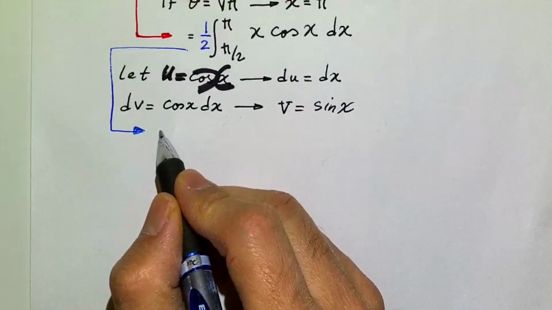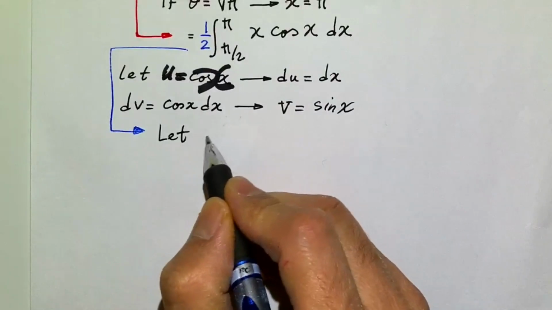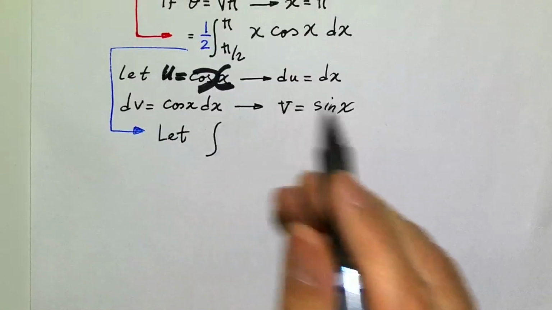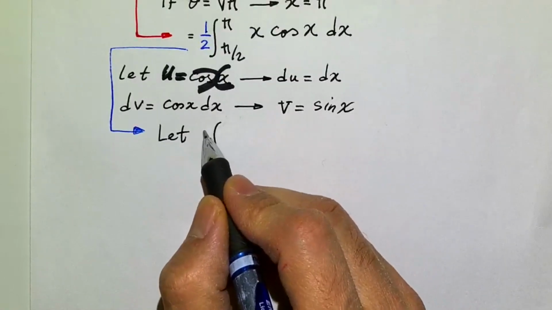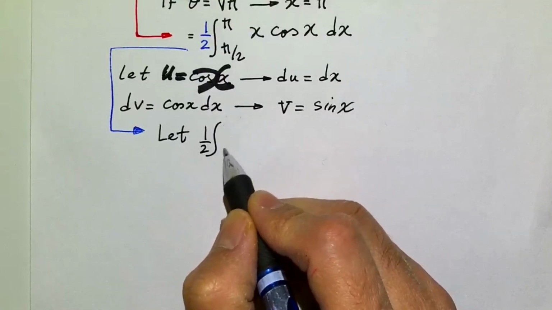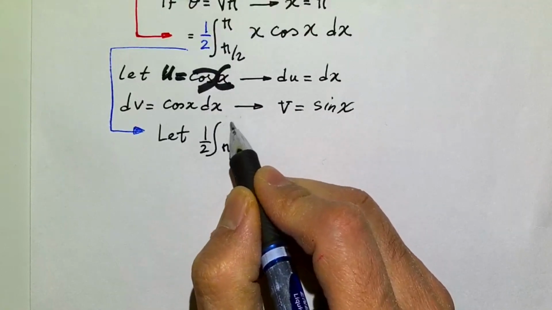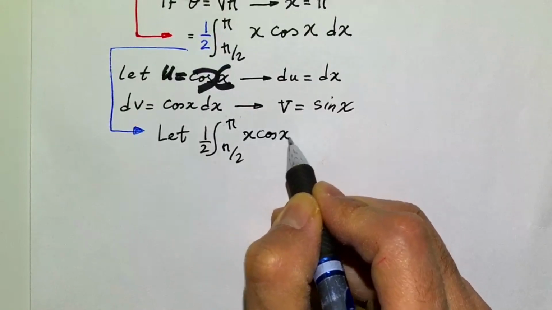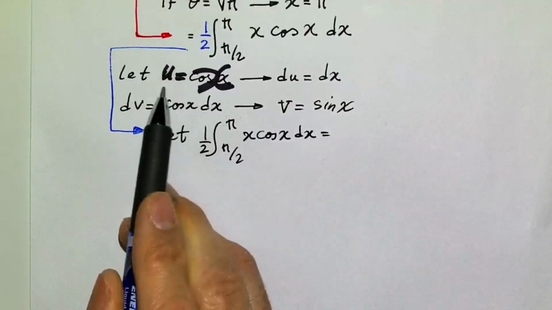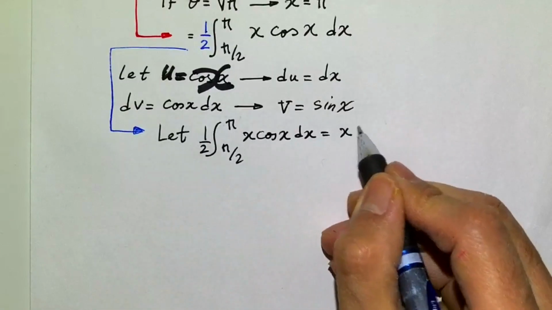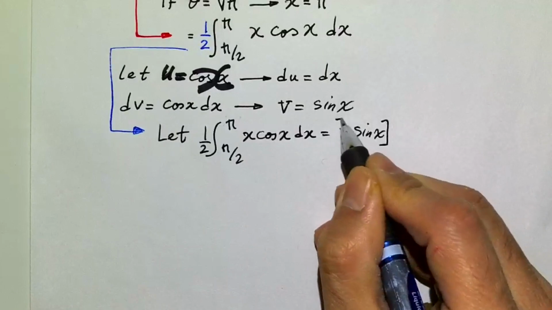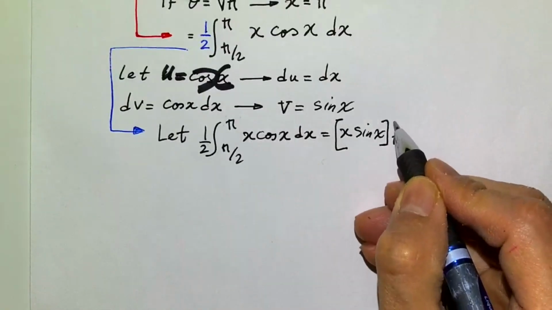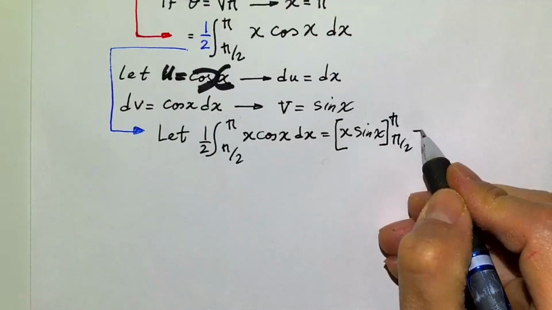So we want to do, let, then this, the original one. So we have 1/2, let this integral be equal to its equivalent when using the integration by parts, which would be u times v. So we have x times sine of x, of course, having these limits of integration, so from pi over 2 to pi.